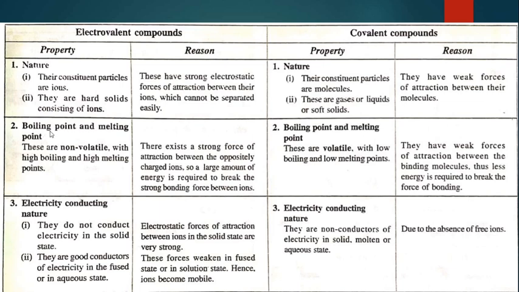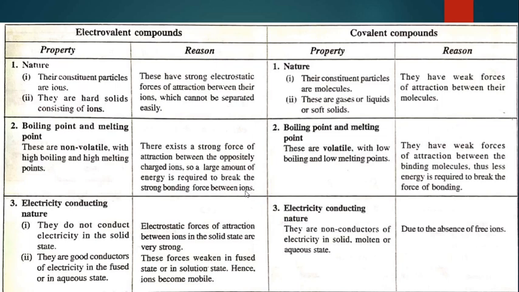The second property is boiling point and melting point. How do the boiling and melting points compare between electrovalent and covalent compounds? Electrovalent compounds are non-volatile with high boiling and high melting points. So what is the reason for this? Because there exists a strong force of attraction between the oppositely charged ions, so a large amount of energy is required to break the strong bonding force between the ions.